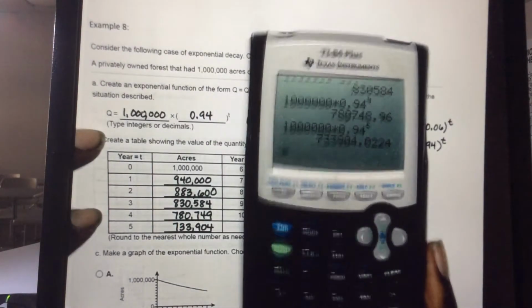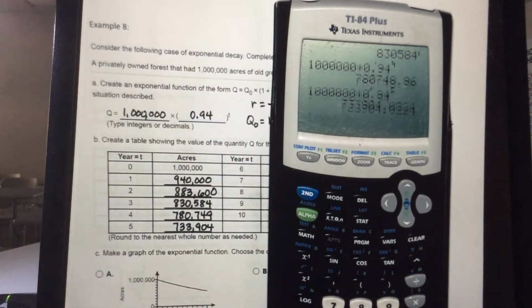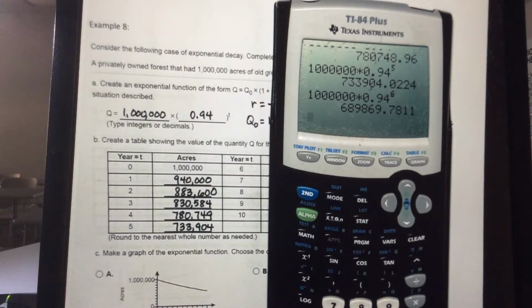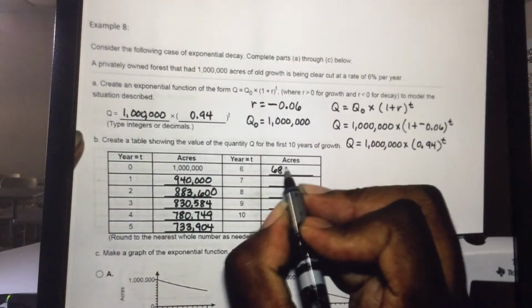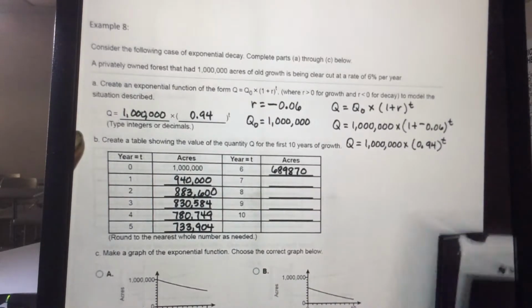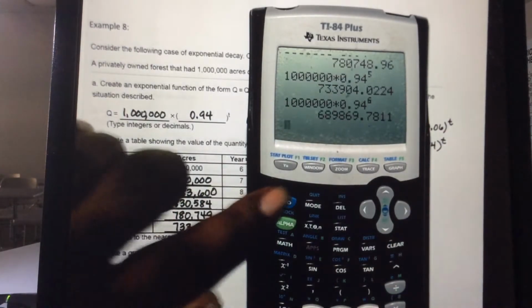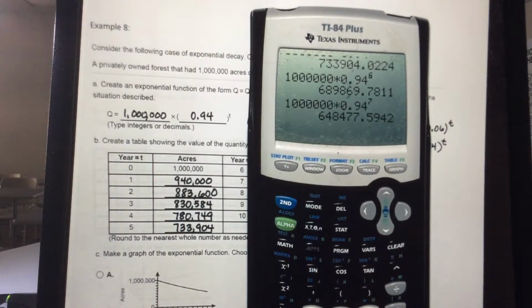And then for year 6, we do second enter, and then change that 5 to a 6 using your left arrow key, and then hit enter. This will be 689,870 if we round to the nearest whole number. $689,870. And then for year 7, change this to a 7. You get 648,478 to the nearest whole number.